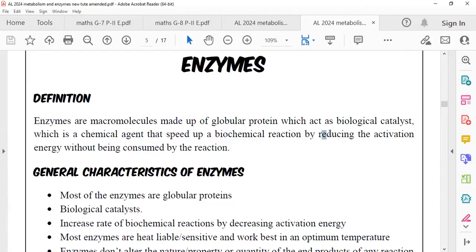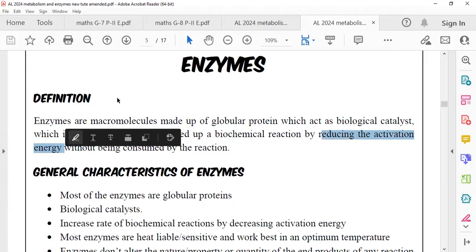One thing, a catalyst will reduce the activation energy. In your chemistry, you will study truly what is meant by activation energy. It is the barrier energy to overcome, to perform a reaction. So what is activation energy?